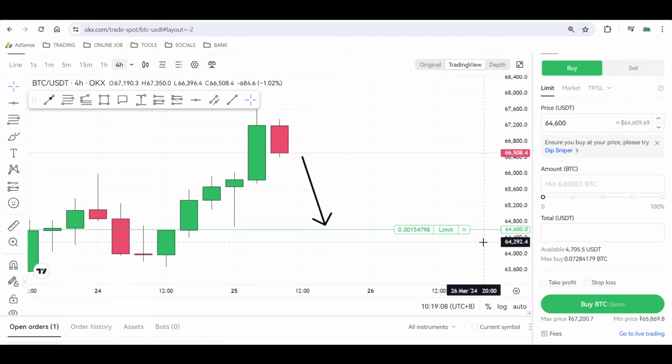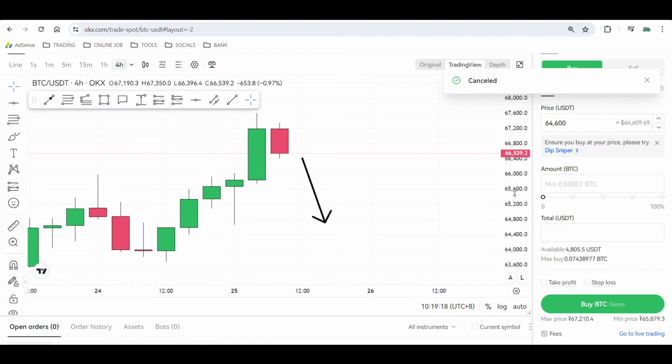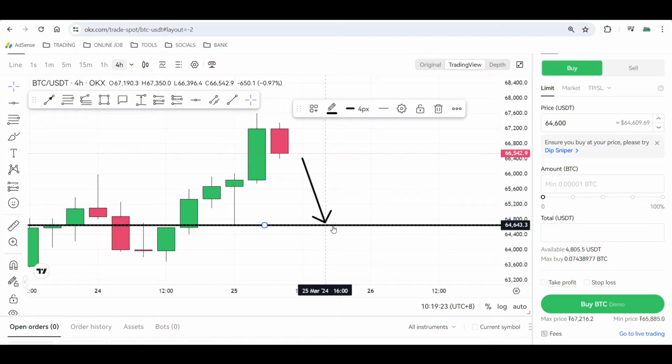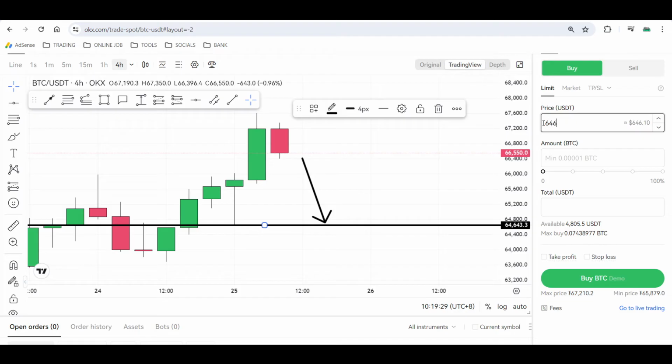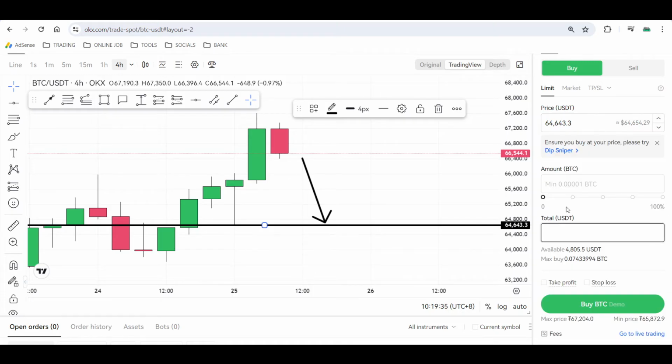But sir, let's say I want to add a take profit and a stop loss order. So how am I going to do that? Now let's cancel this trade again and let's show you the process. Okay, for example, you wanted to buy Bitcoin at a lower price, let's say around these areas. So let's change this one again. 64,643.3.